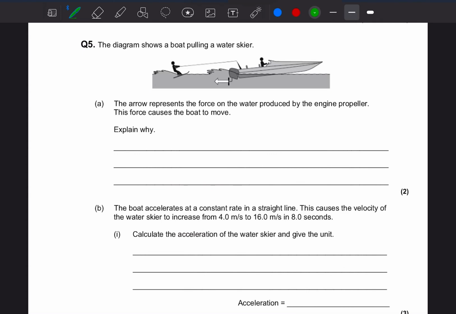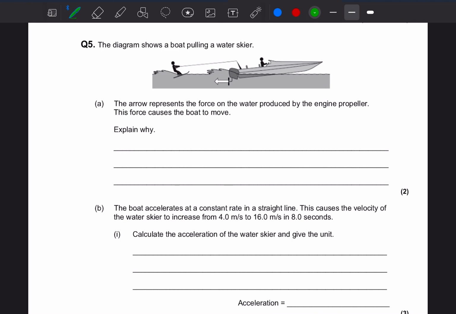Okay, question five. The diagram shows a boat pulling a water skier. The arrow represents the force of the water produced by the engine propeller. The force causes the boat to move. Explain why. This one is a tricky one. This one always catches people out. It's to do with Newton's laws of motion.